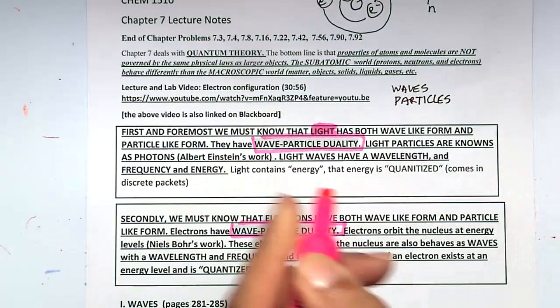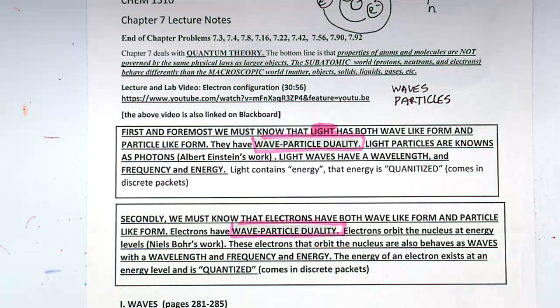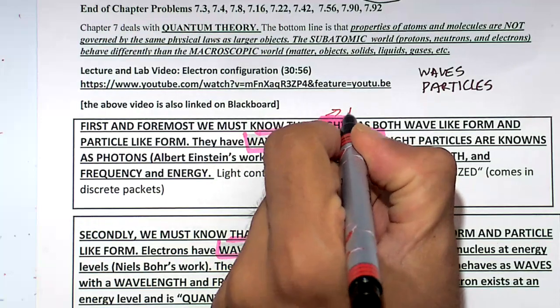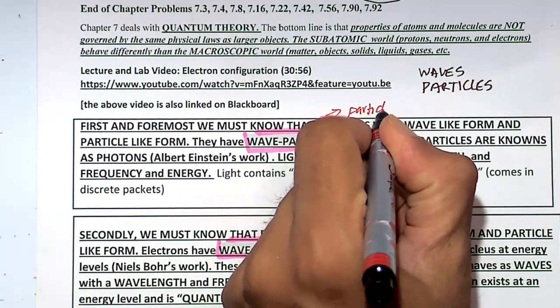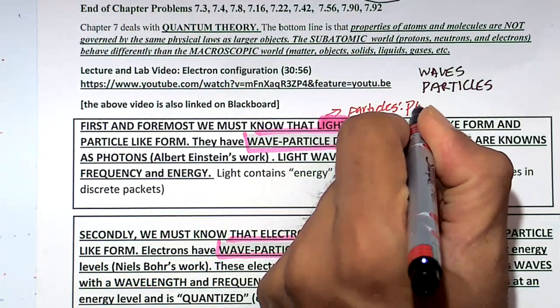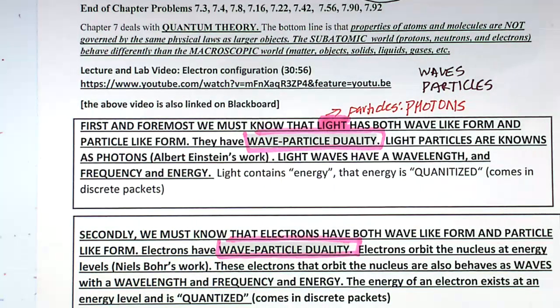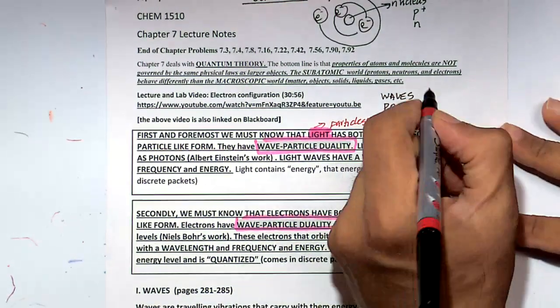Light, this light there, is waves that our eyes process. It's also particles. By the way, just vocabulary: light particles are known as photons. Photons. All right, so first thing, waves and particles.